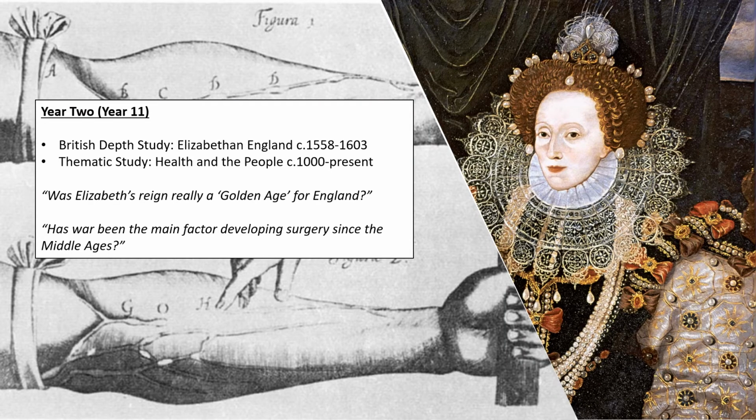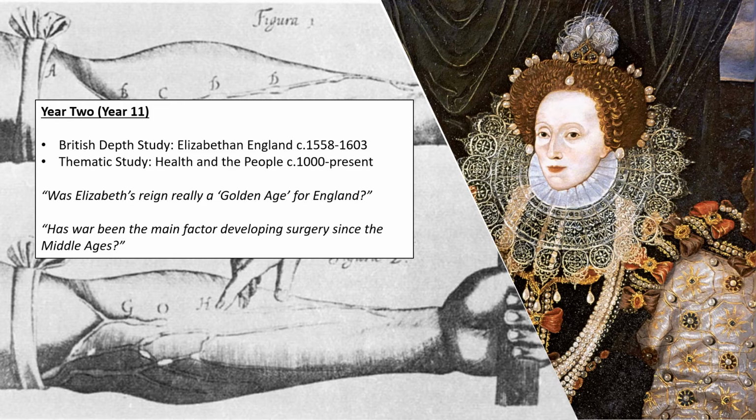At the start of Year 11, our students start the year by studying the British Depth Study Unit, which is Elizabethan England. This is a study of monarchy, queenship, governments, and also different aspects of society. And again, it's built around really powerful inquiry questions, like we asked our students, was Elizabeth's reign really a golden age for England?